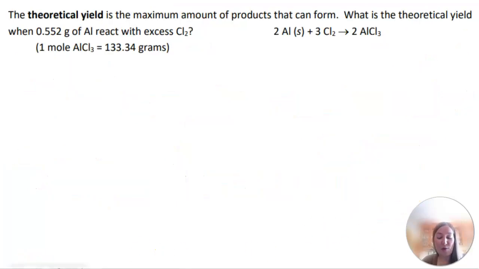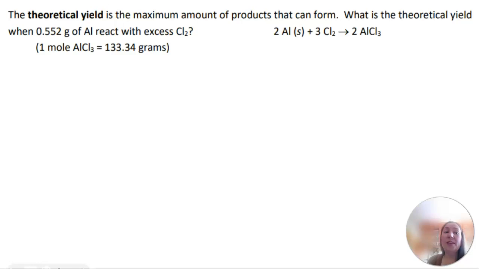Okay, I know we still need more practice because this is a lot of steps. But these next type of problems, they're still going to give us that practice because we're still going to be going through these same steps when we find theoretical yield. What's theoretical yield? Theoretical yield is the maximum amount of products that can form.